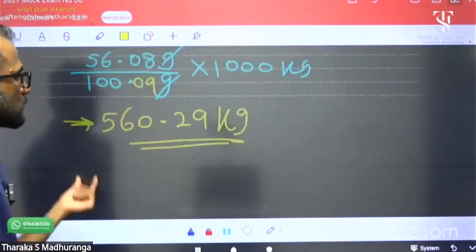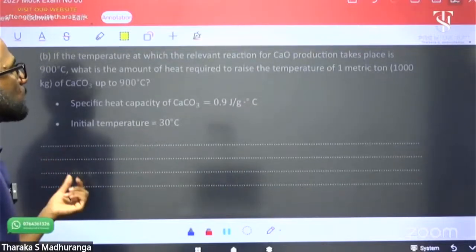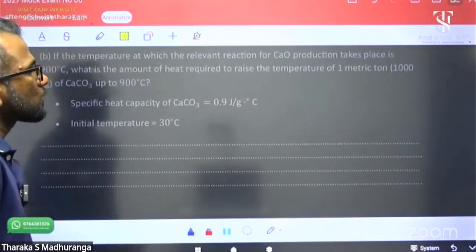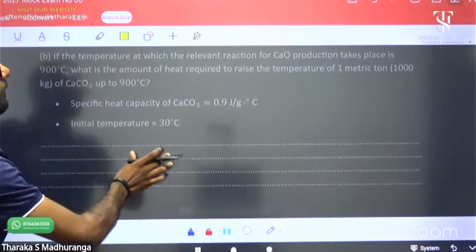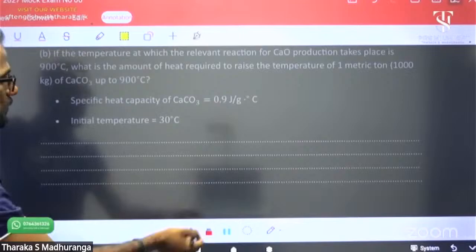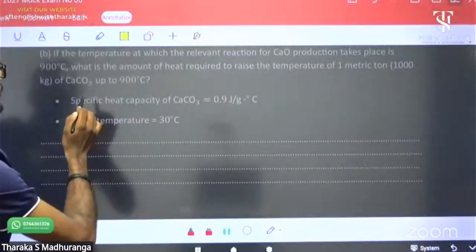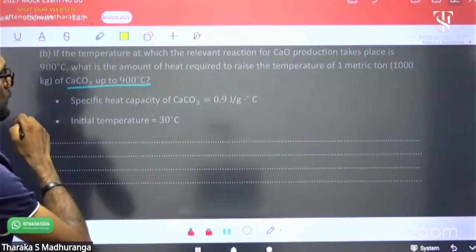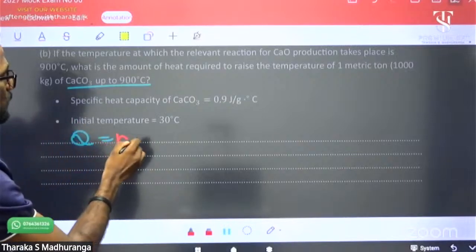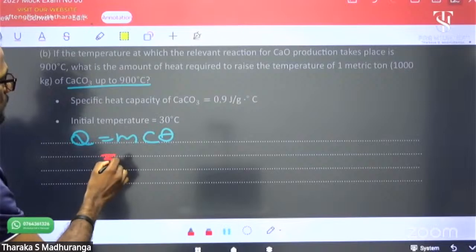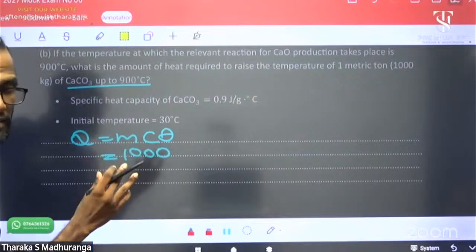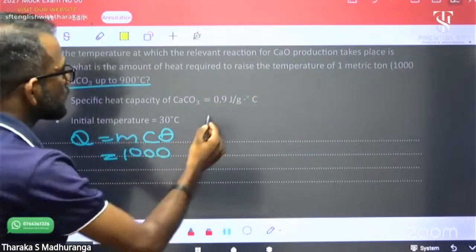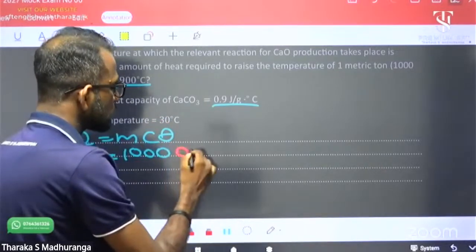Okay, final question. If the temperature at which the relevant reaction for calcium oxide production takes place is 900 Celsius, what is the amount of heat required to raise the temperature of 1 metric ton, that means 1000 kilogram, up to 900 Celsius? Again, same type of question. Q equals mc theta. The mass is 1000 kilogram, but the specific heat capacity is given in grams, so you have to convert into grams.